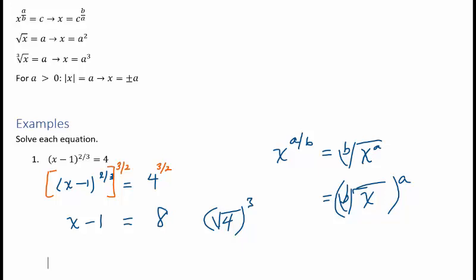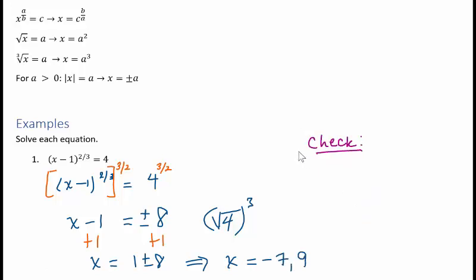Okay, so equals 8. The only other thing that we have to consider is that upon raising both sides to the 3/2 power, we actually took the square root of both sides. And therefore, we would get positive or negative 8 on the right-hand side. And then add 1 to each side. And we get x equals 1 plus or minus 8. And therefore, x is equal to 1 plus 8, or 9, or 1 minus 8, which is negative 7.